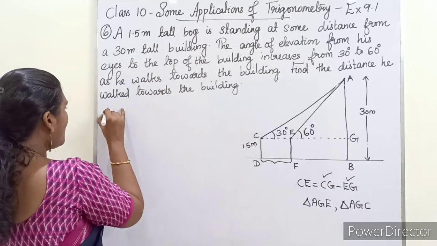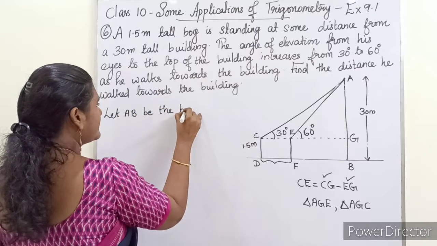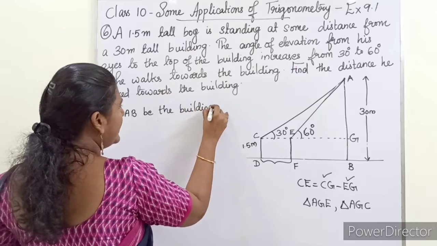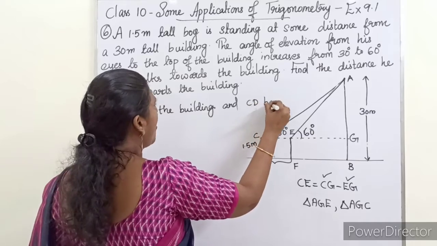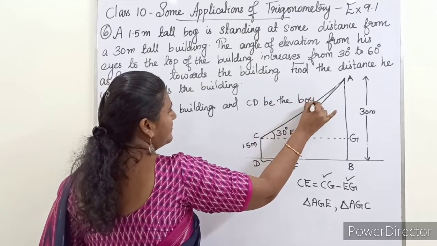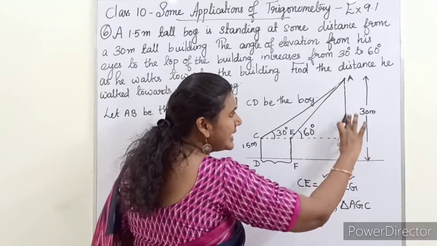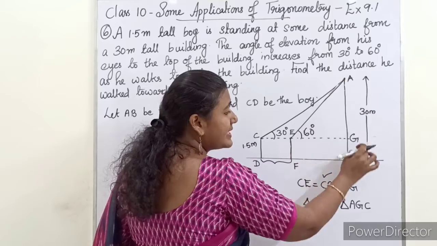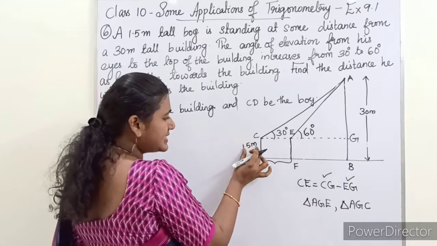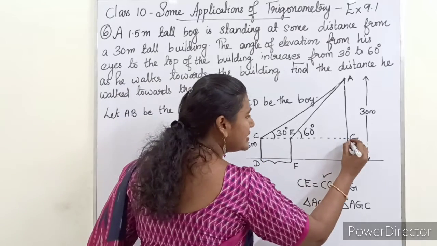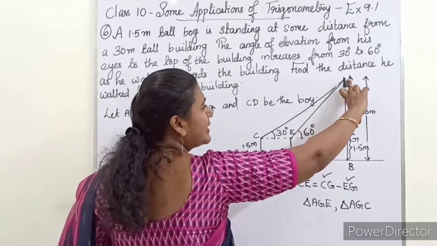So we will denote now, let AB be the building and CD be the boy. Now you listen here. AB, the total height of the building, is given as 30 meter. What is CD? CD is the height of the boy, that is given as 1.5 meter. Then what about this BG? BG is also 1.5. Now can you tell me what is AG?